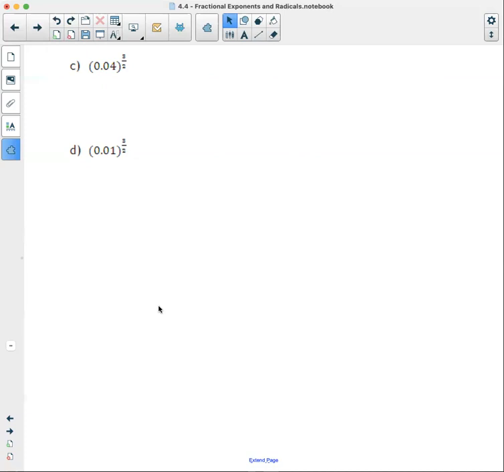So 0.04 to the exponent 3 over 2. So we are taking the square root. Let's turn 400ths into a fraction first. So 4 over 100 to the exponent 3 over 2. So we're going to be taking the square root of 4 over 100 cubed.